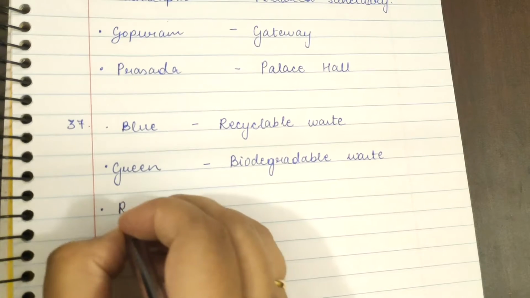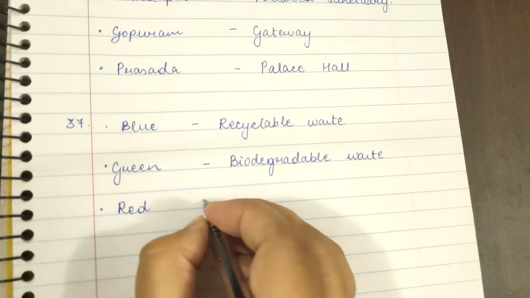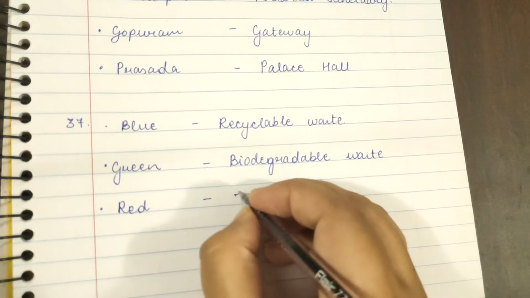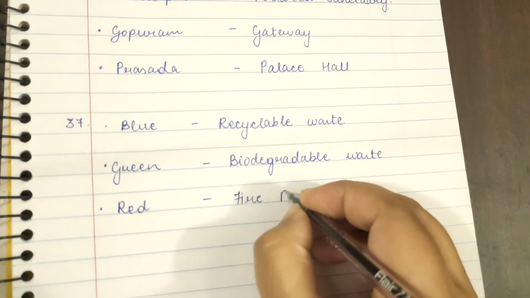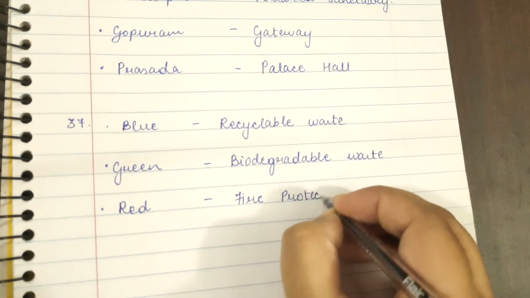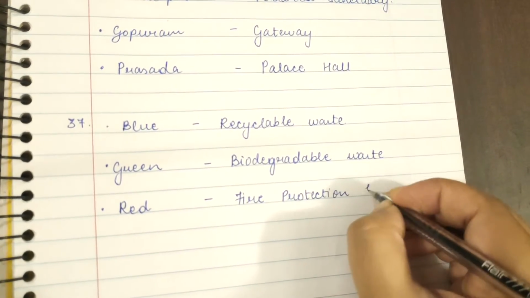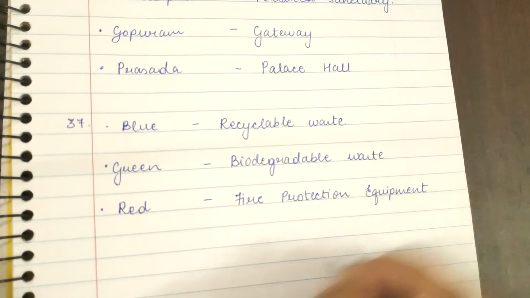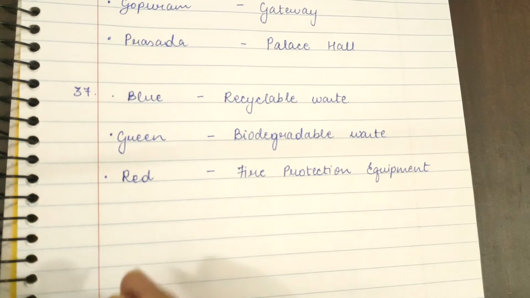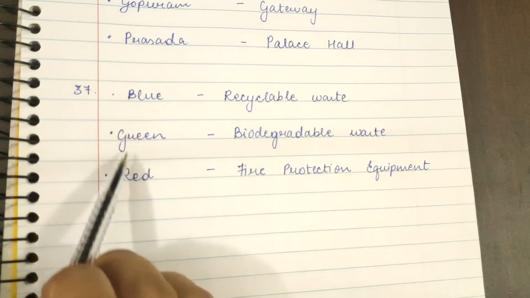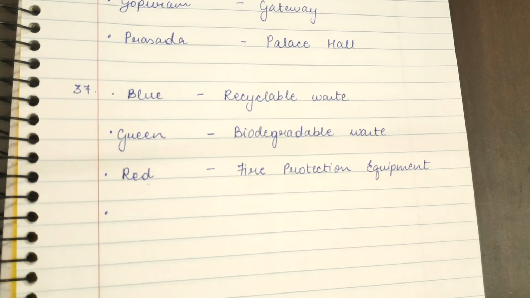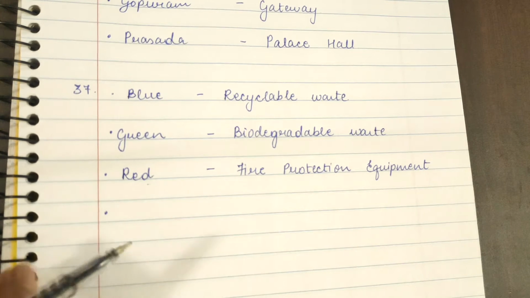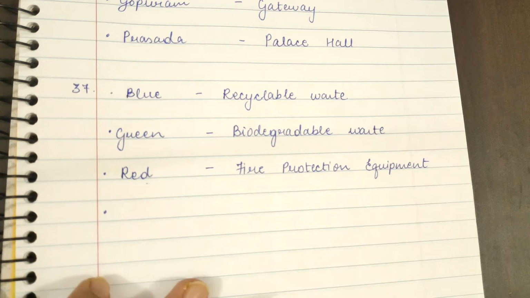Then you have red, which is fire protection equipment. Many things can have the same color, but this is what is given in this particular question, so I'm just mentioning this only. There are different color schemes for different things, which you will see in different question papers also. This question has been asked multiple times.